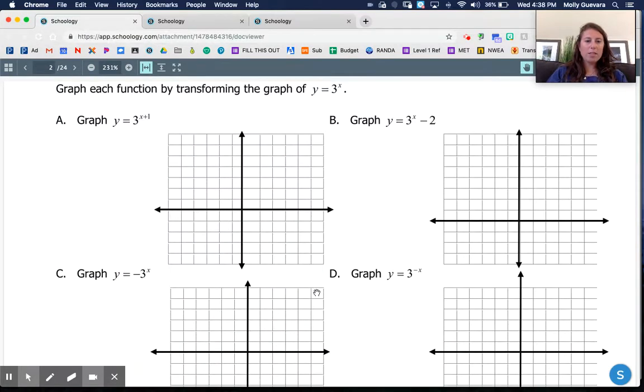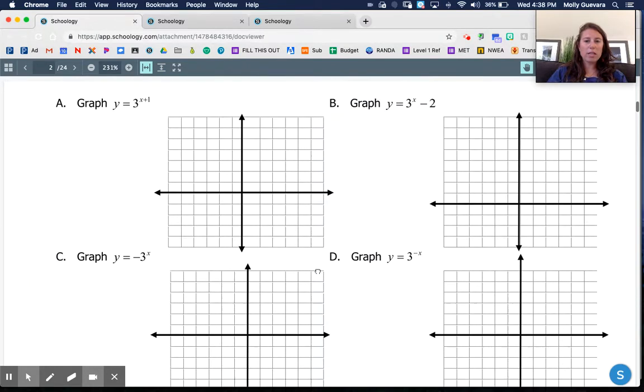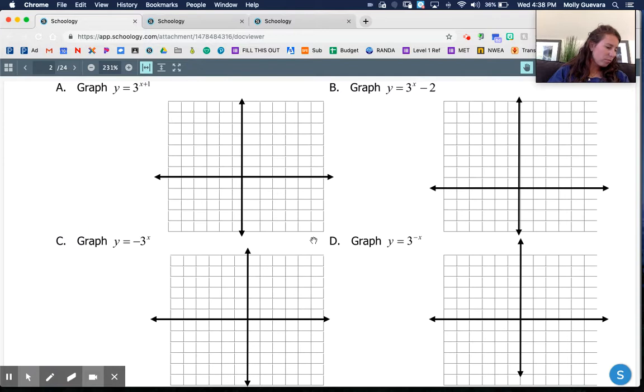Example 4 says to graph each function by transforming the graph of y equals 3 to the x. Okay, so let's start with figuring out what each of these things do, and let's make a little note of it. If I have a plus or minus up in the exponent, that is my horizontal shift.